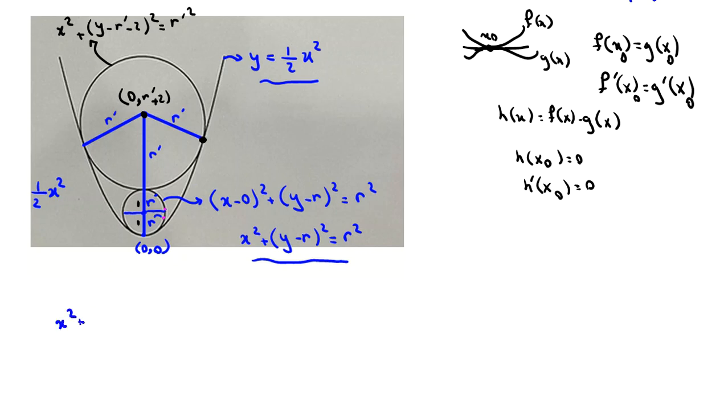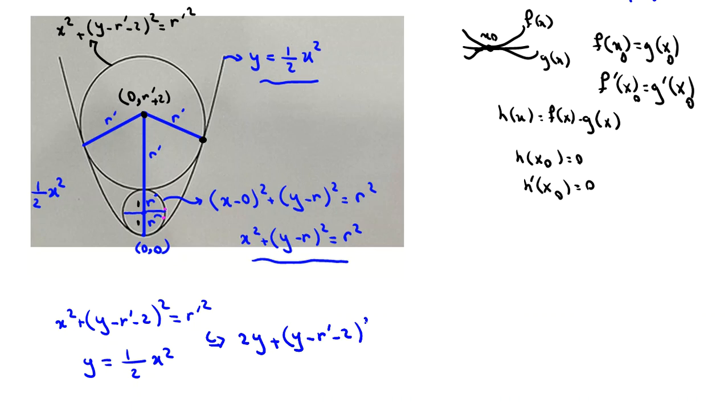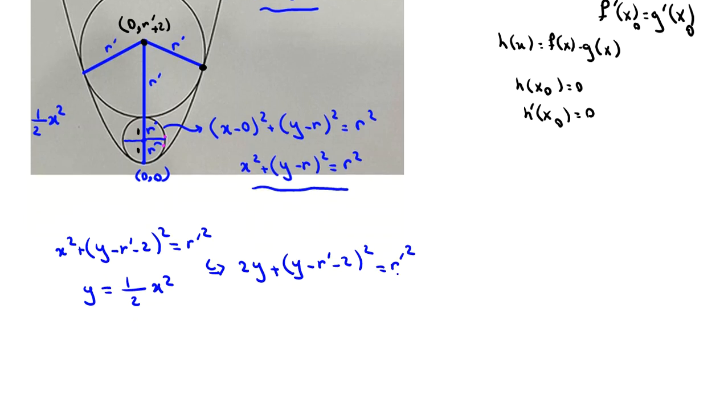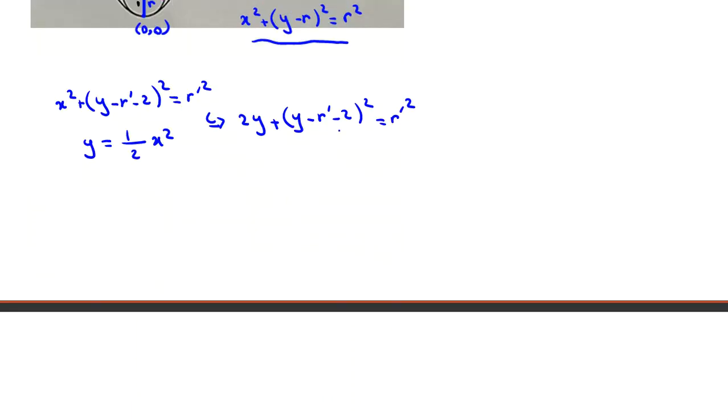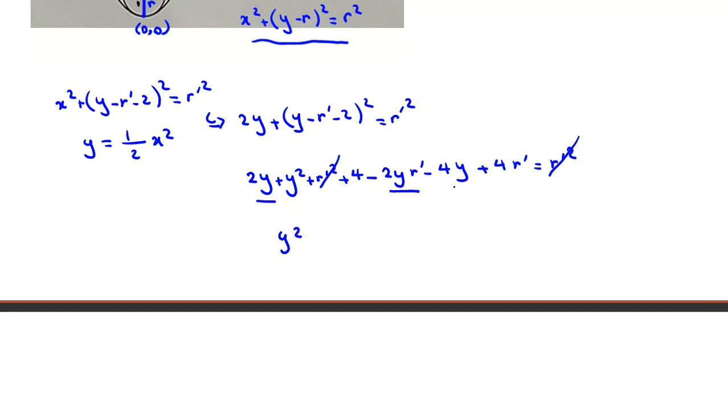So for the circle, I write all of them next to each other: y minus r prime minus 2 squared equal to r prime squared, and y equal to half x squared. So if they are equal to each other, we replace x squared here with 2y. So it will be 2y plus y minus r prime minus 2 squared equal to r prime squared. Now if we expand, it will be 2y plus y squared plus r prime squared plus 4 minus 2y r prime minus 4y plus 4 r prime equal to r prime squared. And if we cancel, then we have y squared, and for y, we have plus y times 2 minus 4, negative 2, minus 2r prime, and 4 plus 4r prime equal to 0.